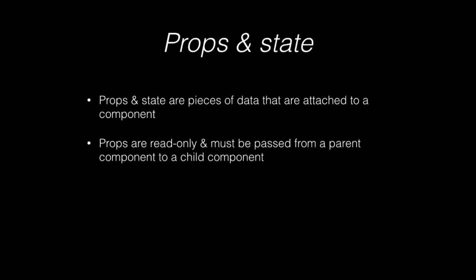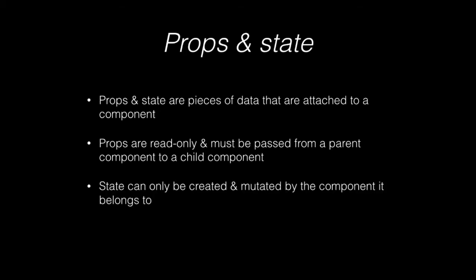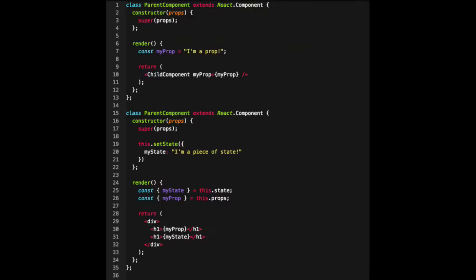The difference is props are read-only, and they have to be passed from a parent component to a child component. And state can only be created and mutated or changed by the component that it belongs to. So this is a slightly longer example here that is kind of cut off at the top. But here it says, basically, this is parent component extends React component. And then this one should be called child component.